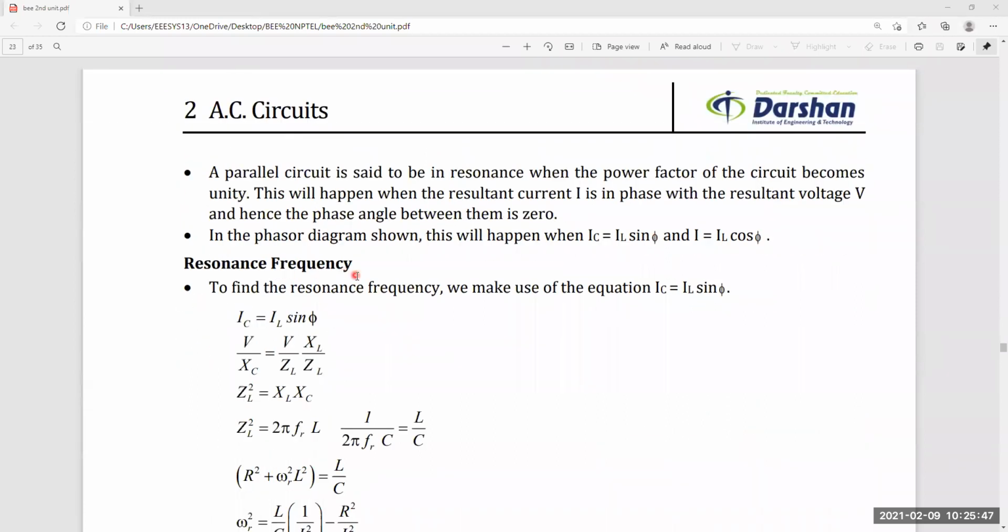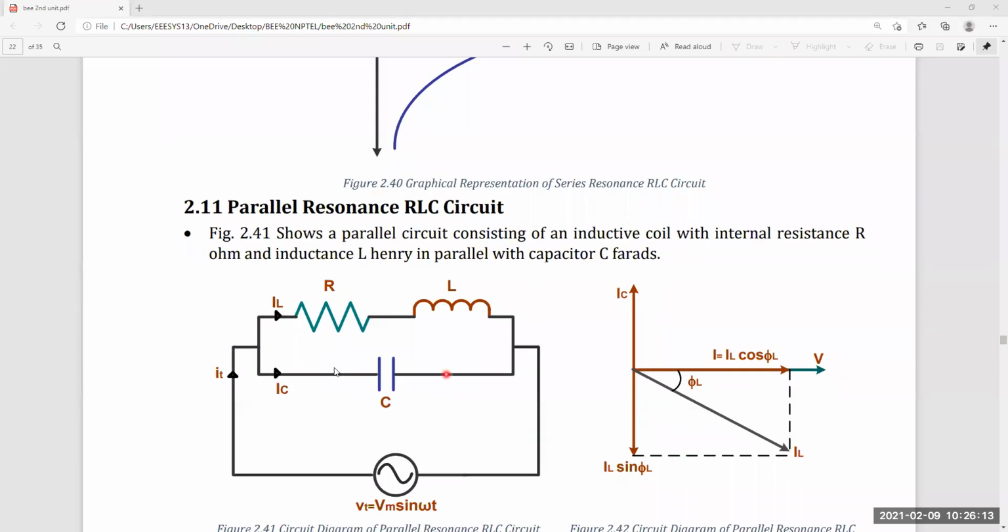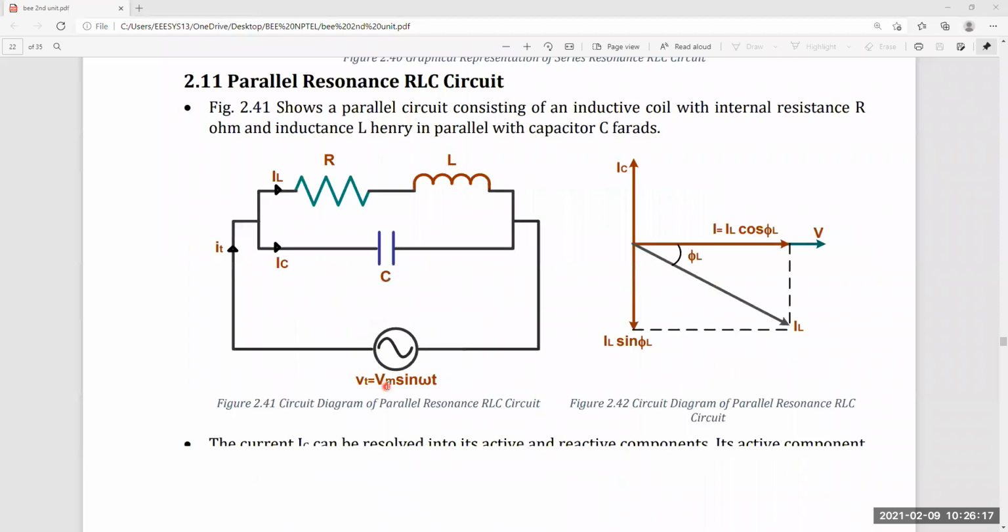So for the resonance frequency, using this expression, IC is equal to IL sin phi, you will get the resonance frequency formula. IC is called the current flowing to the capacitor. Then IC is equal to V by XC, where this reactance is nothing but XC, the capacitive reactance.